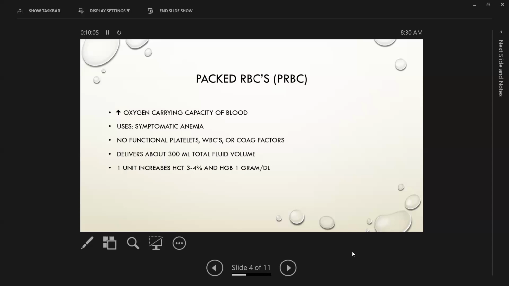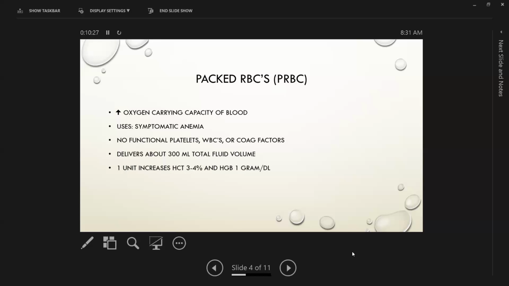Packed red blood cells have no functional platelets, white blood cells, or coagulation factors in them. It is just packed red blood cells. They've been spun down, separated out. This is just the red cells. A bag of packed red blood cells is about 300 mLs of total fluid volume. So if you're wondering, well, how much is in a bag? It's about 300 mLs.